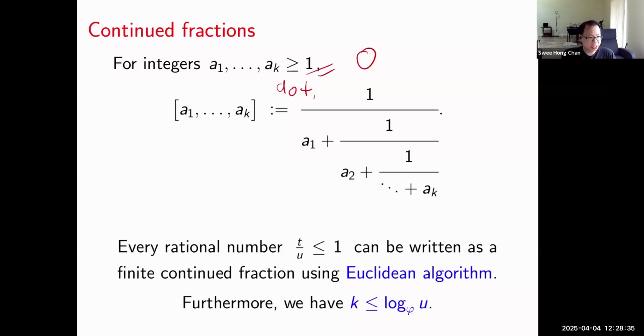Okay? And it's well known that every rational number can be written as an essentially unique finite continued fraction by using the Euclidean algorithm. And all of the numbers that appear in here, a1, a2 up to ak, are the quotients that appear in the Euclidean algorithm. In particular, this means that the length k is at most a constant times log of u, because that is the worst runtime for the Euclidean algorithm. And here phi, I forgot to say, is the golden ratio, 1 plus square root of 5 divided by 2.